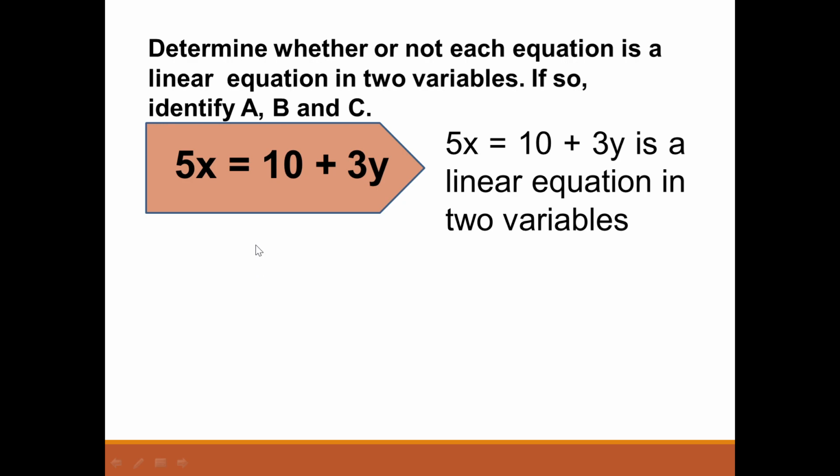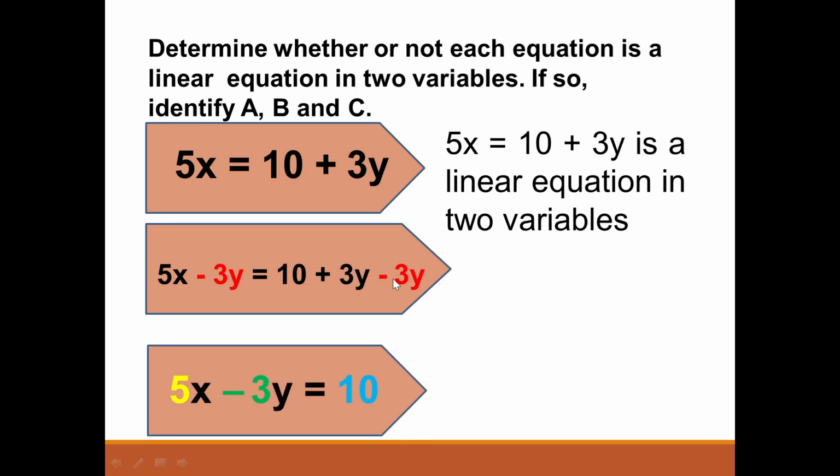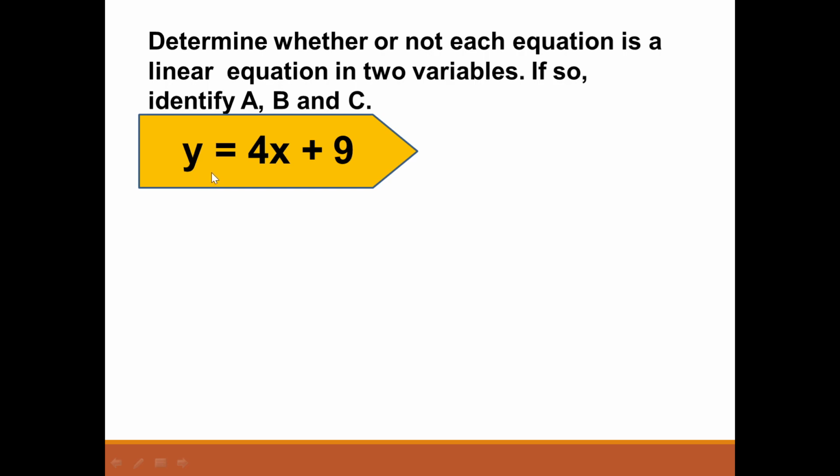To write this in the standard form, we are going to subtract 3y from both sides, para ma-cancel out natin itong 3y sa right side. So, subtract natin, we have 5x minus 3y equals 10 plus 3y minus 3y. Ma-cancel out na ito, and we have 5x minus 3y equals 10. Then, identify natin yung value ng a, which is 5, value ng b, which is negative 3, and the value of c, which is 10.